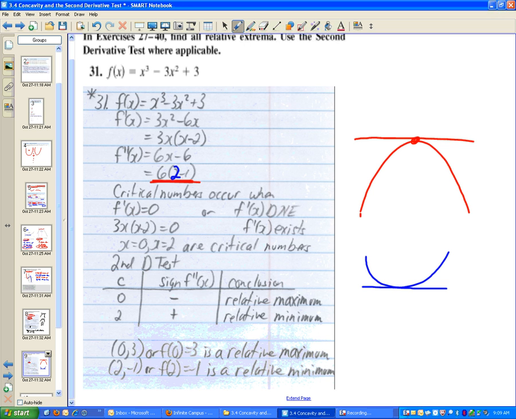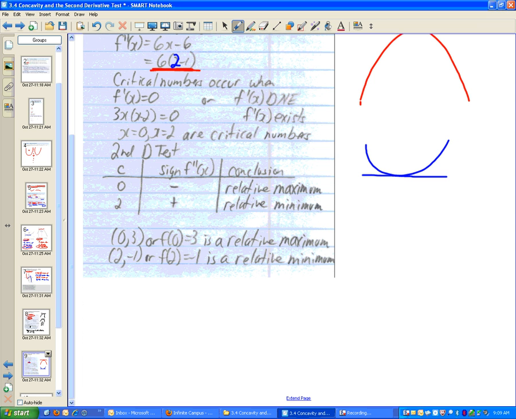And then write it correctly. Don't say x equals 0 is a relative max. A lot of you did the points. I liked that. So (0, 3) is the relative max, or f of 0 equals 3 is the relative max, or the relative max occurs when x equals 0. So be careful with the way you write it, what you're saying.